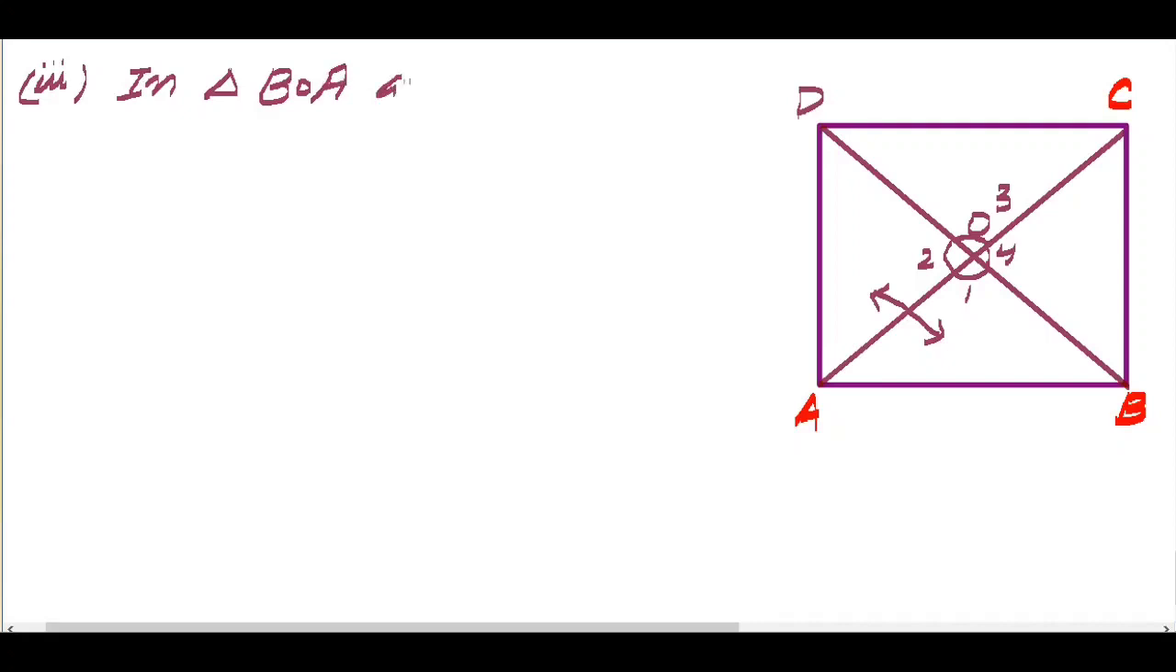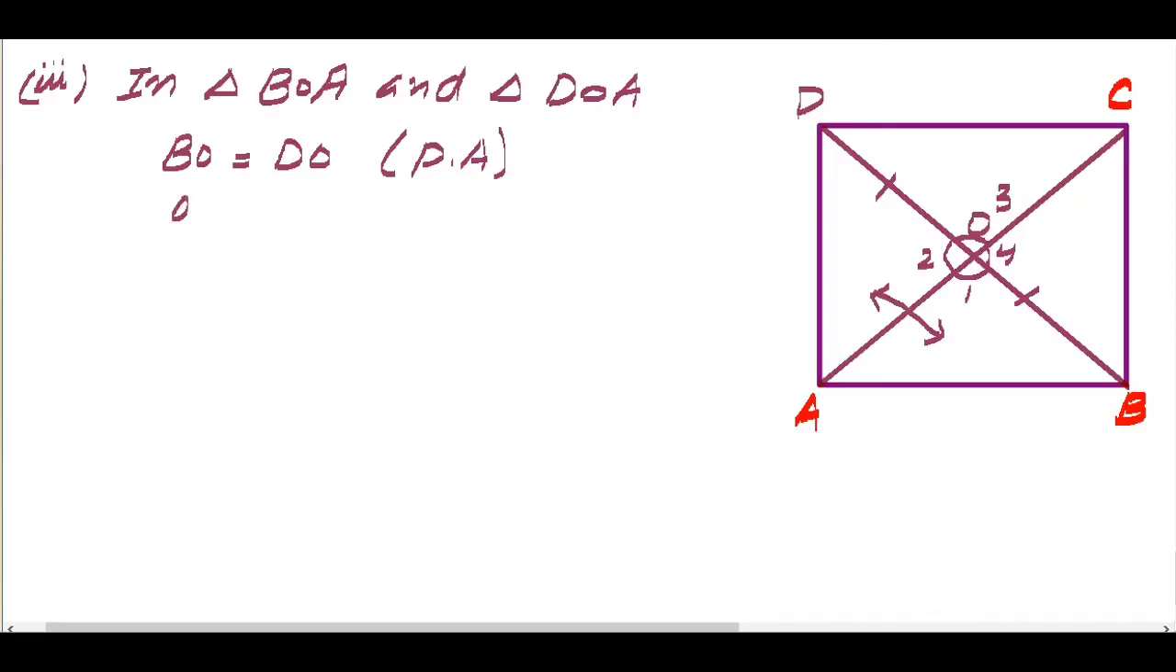and triangle DOA, in these two triangles, the first point is that DO is equal to BO. We have proved already that the diagonals of this square bisect each other. So the first point is BO is equal to DO, proved above. The second point, OA is equal to OA. It is the common side, common in both the triangles. And the third point, AB is equal to AD, again, sides of a square are equal.